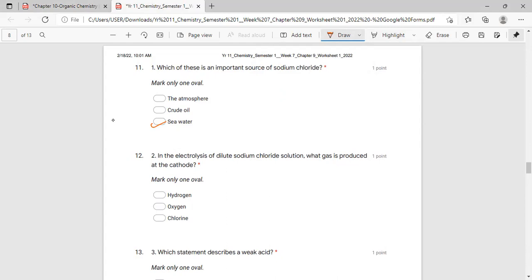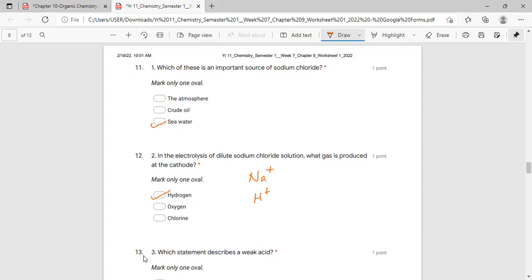Next one, in the electrolysis of dilute sodium chloride solution, what gas is produced at the cathode? So the gas that is produced at the cathode is hydrogen. Though you have sodium ions and hydrogen ions, because it's a dilute sodium chloride solution, the sodium is not discharged because it is more reactive. The hydrogen ions are discharged, and so you get hydrogen gas.